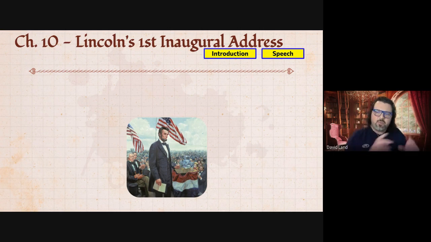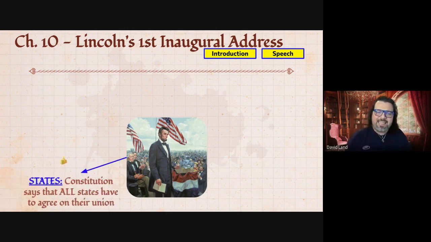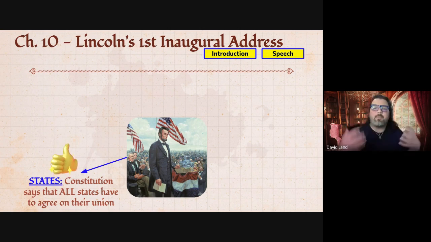Now, let's get some answers on your bubbles. Yes, on chapter 10. Ready? So let's start at the bottom. First, he discusses states. The Constitution says that all states have to agree. Now, this is his belief. We cannot secede. We cannot separate. We have to stay together because the Constitution says so.